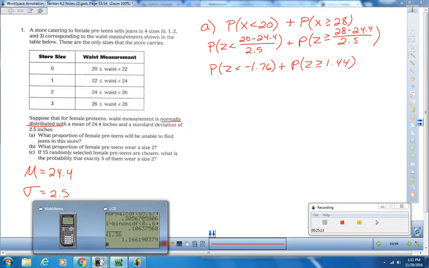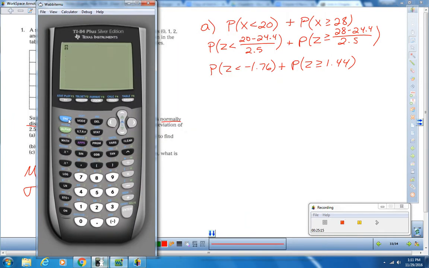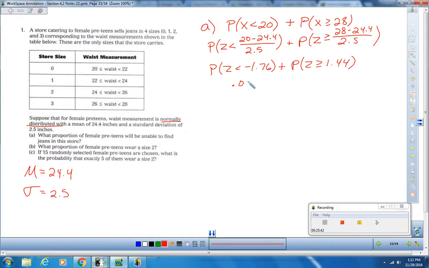So if I bring up my calculator here, I'm going to do normal CDF for my less than value. They've actually got a negative infinity in there already. That's the same as a negative and a bunch of 9s. Mean and standard deviation 0 and 1. Press enter, enter, and I get 0.0392. Round to 4 decimal places here. If you want to round to 3, that's fine.